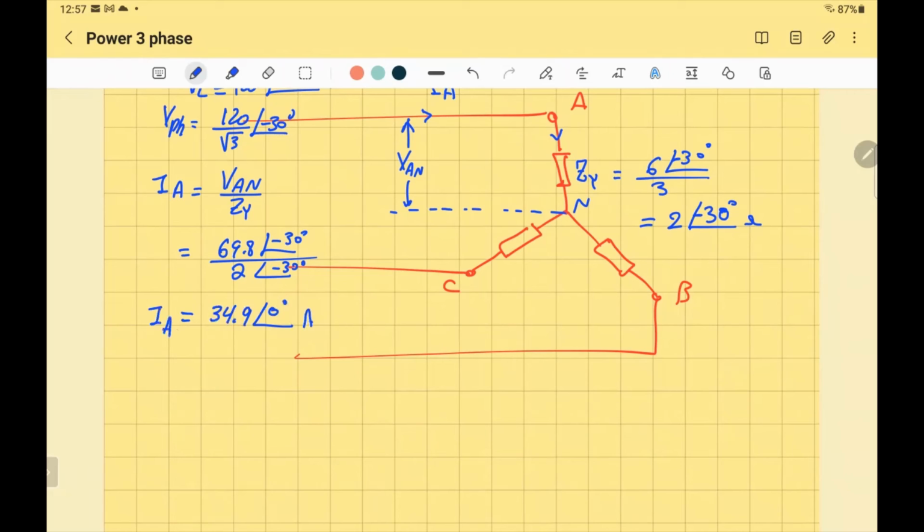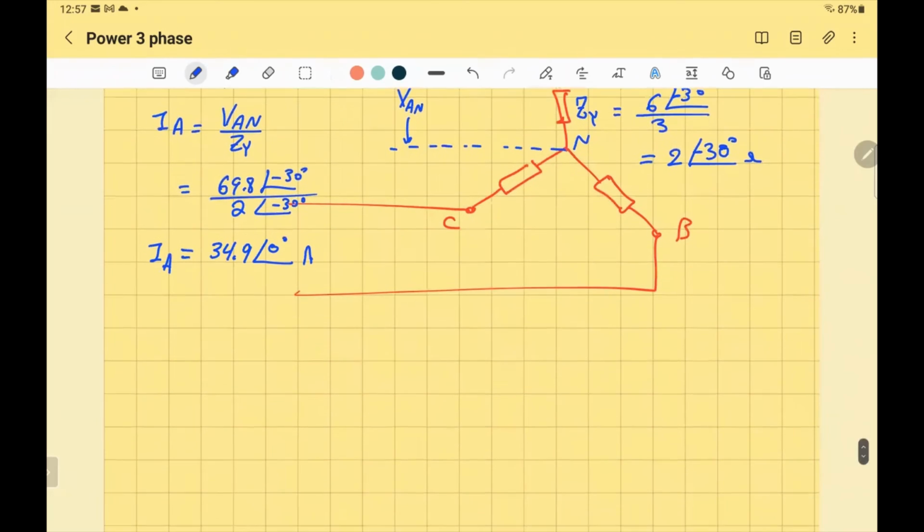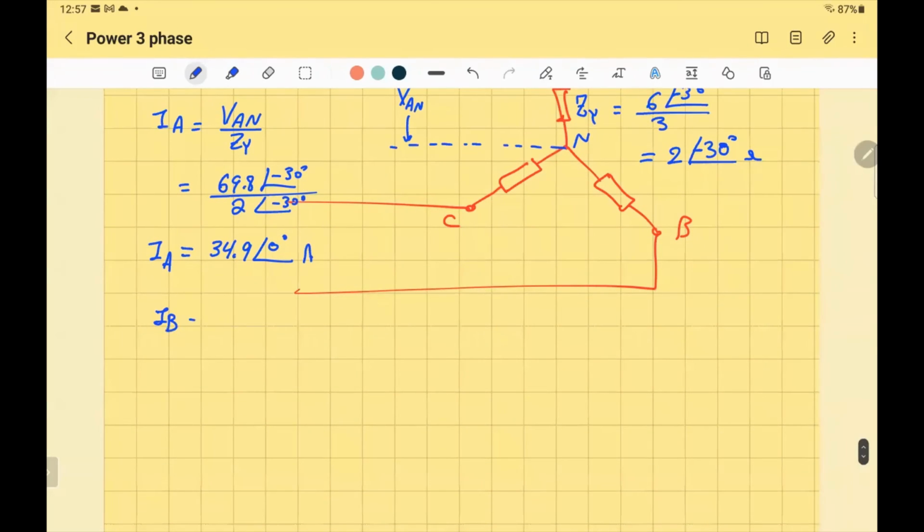Can you find IB and IC? Yes, you can. IB will be 34.9 angle -120 and IC will be 34.9 angle 120. That's IA, IB, IC. The question is to determine the line currents and phase currents.